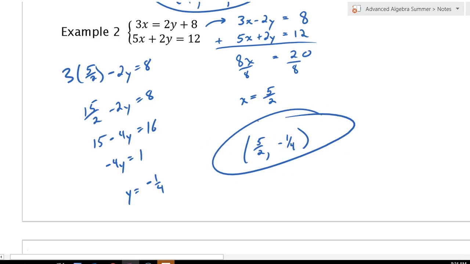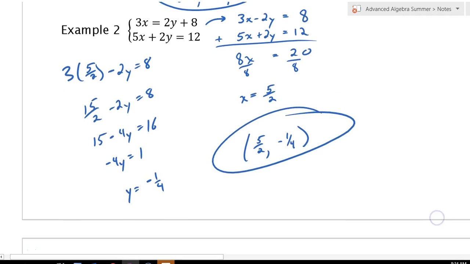So you'll notice graphing is only really useful when we get those nice whole number answers. For anything with fractions, we're going to have to rely on our algebraic solve.